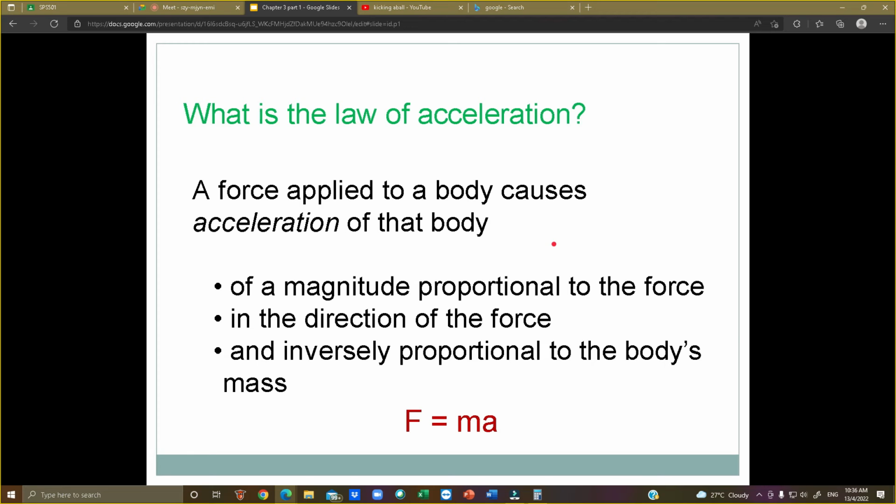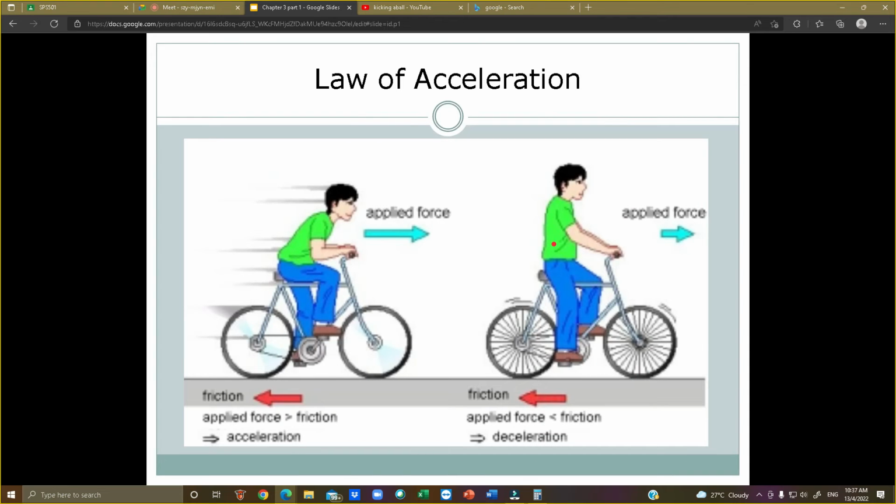So the force being applied will cause the object to move, will cause acceleration, and that acceleration is proportional to the amount of force in the direction of the force and inversely proportional to the body mass of the object. That is the second law. Kayuh laju, basikal pergi laju. Kayuh perlahan, basikal pergi perlahan.